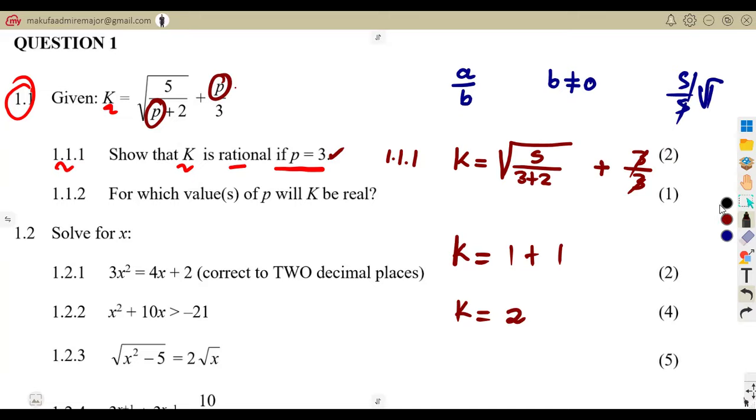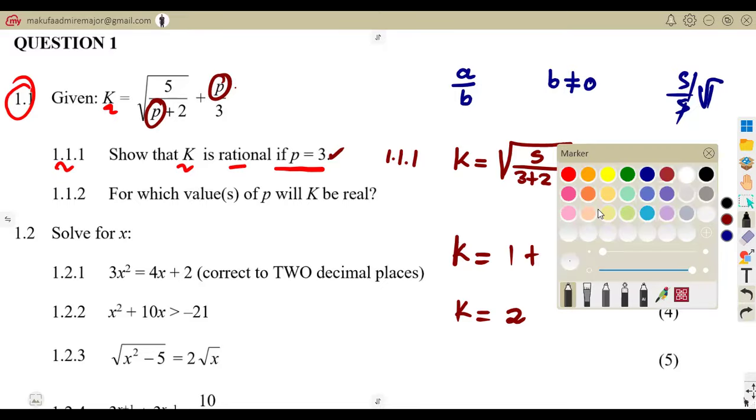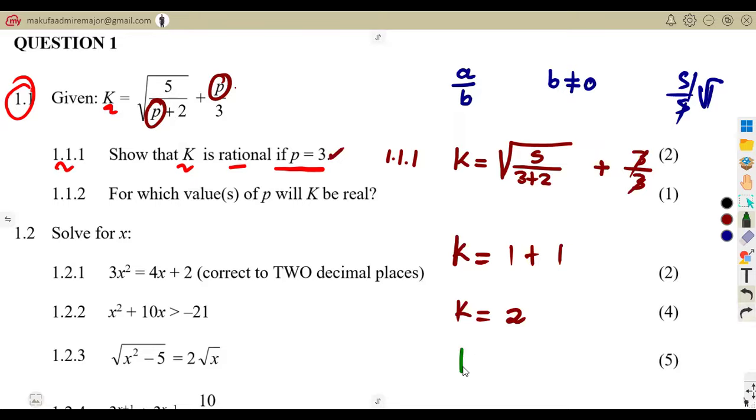So is 2 a number that can be written in this form of a over b, where these are integers? Yes, because it can be written as 2 over 1. We haven't changed anything. Every number can be written as itself over 1. 10 is the same as 10 over 1. 5 is the same as 5 over 1. So that's a rational number because a and b are integers.